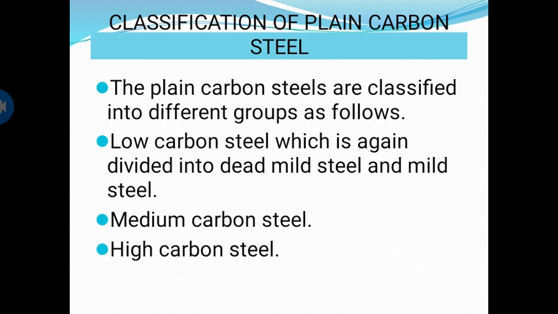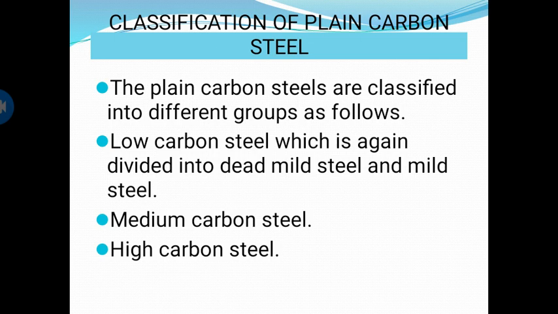So one is low carbon steel. Low carbon steel is again divided into dead mild steel and mild steel. In the workshop you have already used mild steel, which you call MS, MS flat, MS rod. So this mild steel is nothing but an alloy of iron, where only iron and carbon are present. The second one is medium carbon steel, and the third one is high carbon steel.